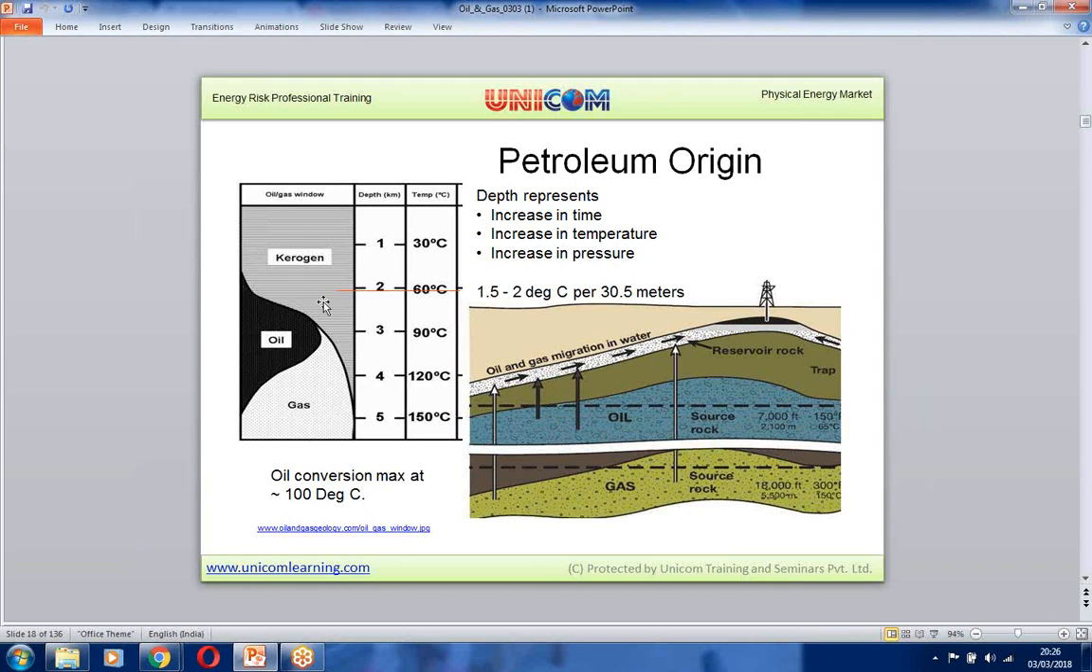Here we see that temperature-wise, if you go at about 65 and upwards, we see oil forming. Maximum oil formation happens at about 100 degrees, and an even higher temperature, 150 degrees, is required for the formation of natural gas.